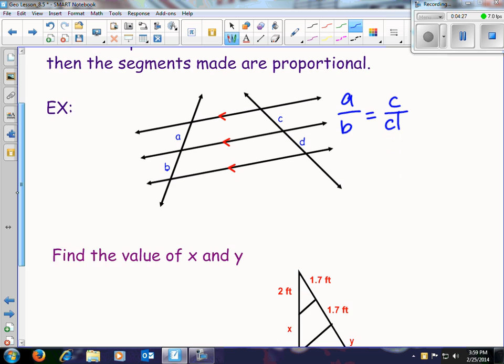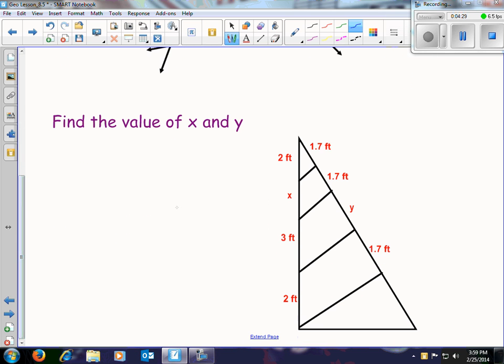Now, we're going to find the value of x and y using that concept. So, since I know that these lines are all parallel, I'm going to mark parallel, parallel, parallel, parallel. So I have more than 3 lines cut by 2 transversals, being my 2 outside pieces, and now I can solve for x and then I can solve for y. So the first thing I'm going to do is have this piece here. So I'm going to have 2 feet over x is equal to 1.7 over 1.7. So I have 2 over x is equal to 1.7 over 1.7.